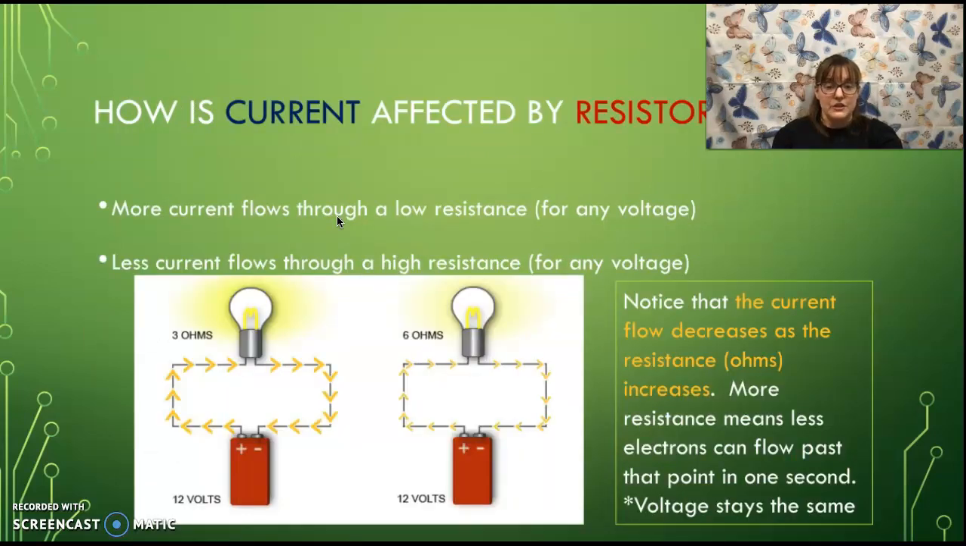So how is current affected by resistors? More current flows through a low resistor, less current flows through a high resistor. So the current flow decreases as the resistance increases. The more resistance means fewer electrons can flow past that point in 1 second, whereas the voltage will stay the same.